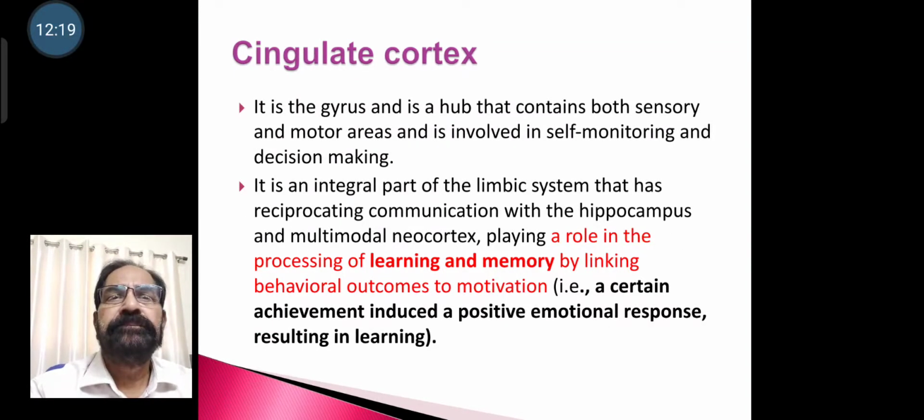Cingulate cortex. It is the gyrus and is a hub that contains both sensory and motor areas and is involved in self-monitoring and decision-making. It is an integral part of limbic system that has reciprocal communication with the hippocampus and multimodal neocortex, playing a role in the process of learning and memory by linking behavioral outcomes to motivation. A certain achievement induces a positive emotional response resulting in learning.